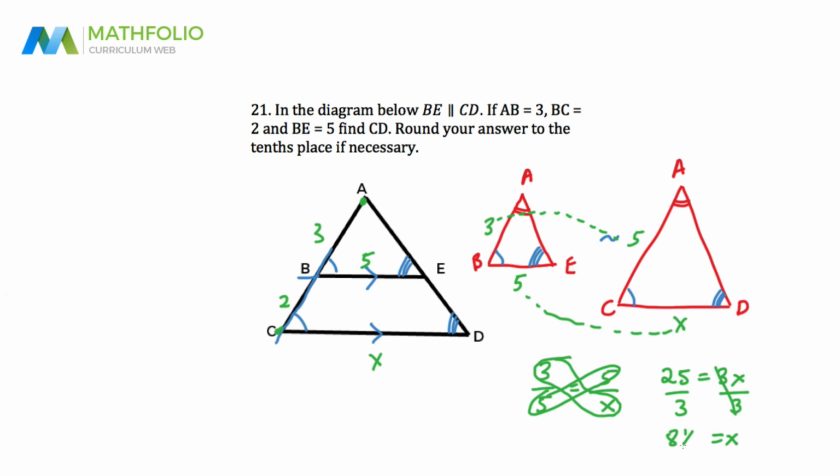8 1/3. But because the question says round your answer to the tenths place, we should really write this as X equals 8.3, and that's 1 decimal place. Even though we would usually put 8.3 recurring, it does say 1 decimal place, so we can round it to this. And that's our answer for 21.